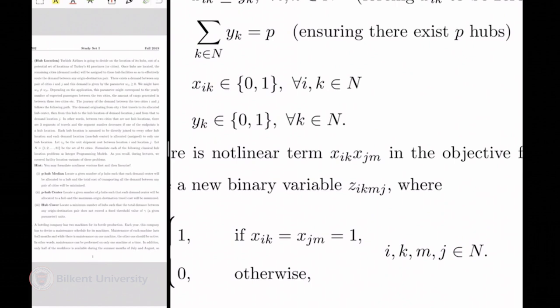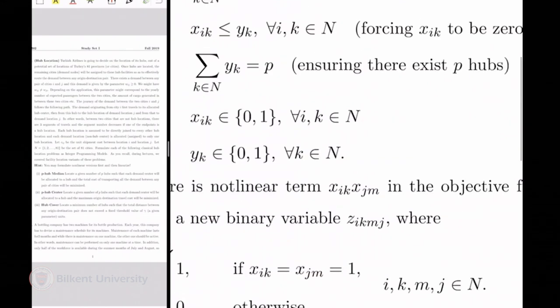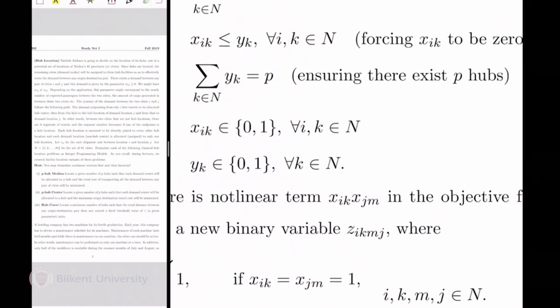Meaning that no demand node should be connected to it, since it's not a hub. So when I say x_ik is less than or equal to y_k, y_k being 0 forces x_ik to be 0 for all i's. But when node k is a hub, y_k is 1, x_ik can be 0 or can be 1. So we allow it to be 1 if the model needs x_ik to be 1. Any questions? But be careful. These kinds of constraints relating decision variables, especially when they're binary, are sometimes very hard to see, and they're very important.